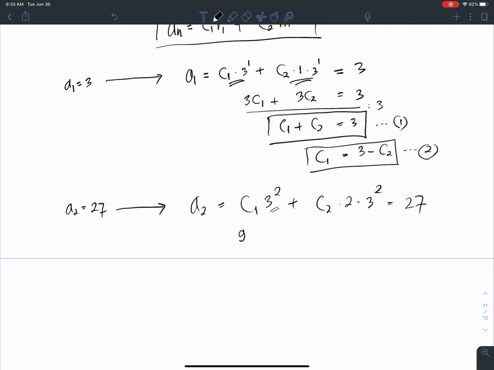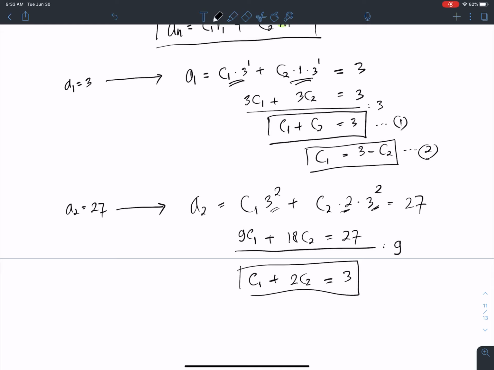9. So 9c1 plus 3 to the power of 2 is also 9 times 2, we get 18c2 equal to 27. And this also has a common number. We can divide by 9. So if we divide by 9, we get c1 plus 2c2 equal to 3. So this will be our equation 3. So we have this all 1, 2, 3. Now we can calculate.